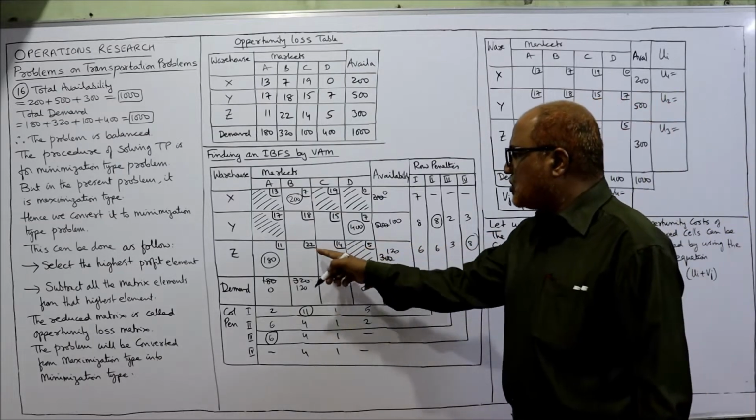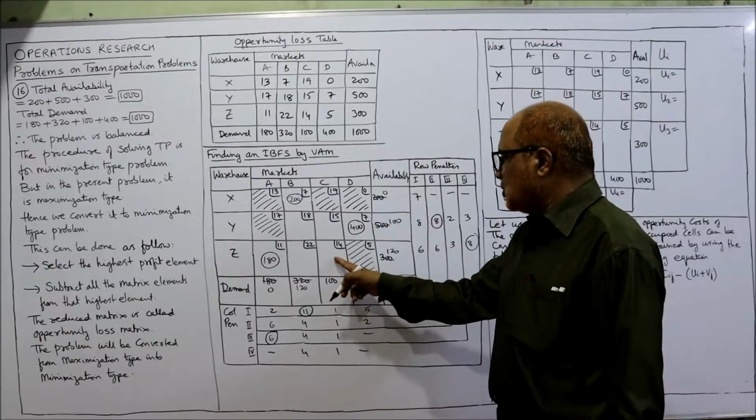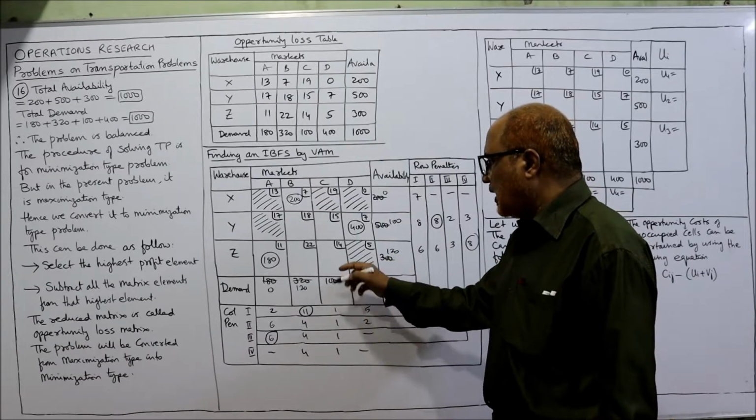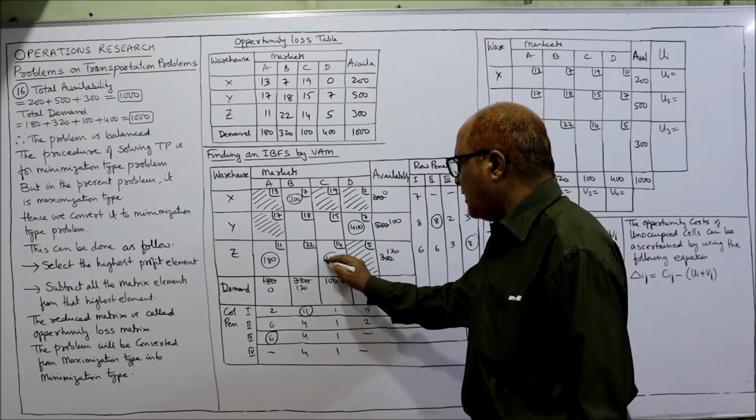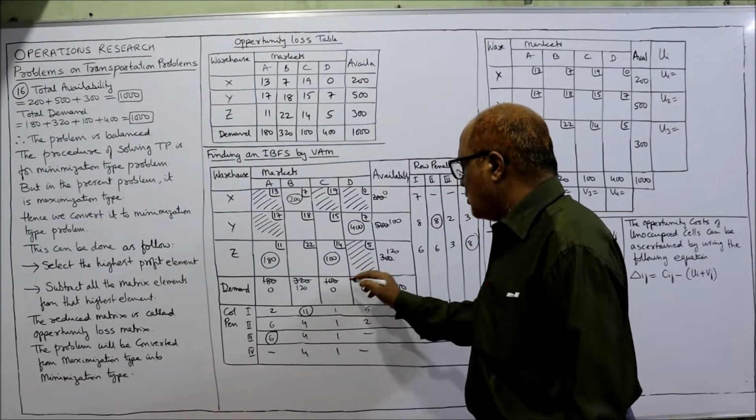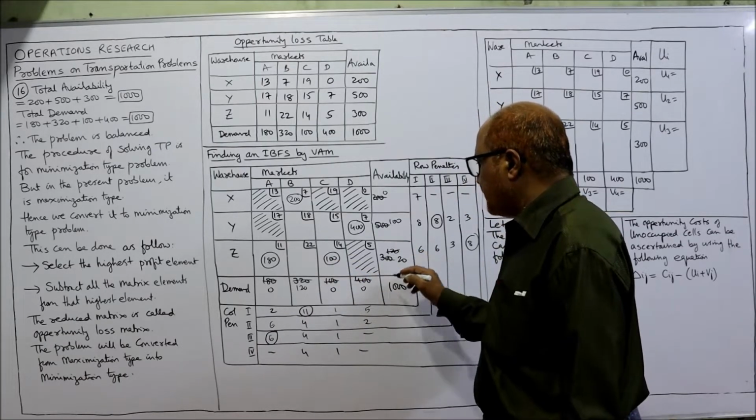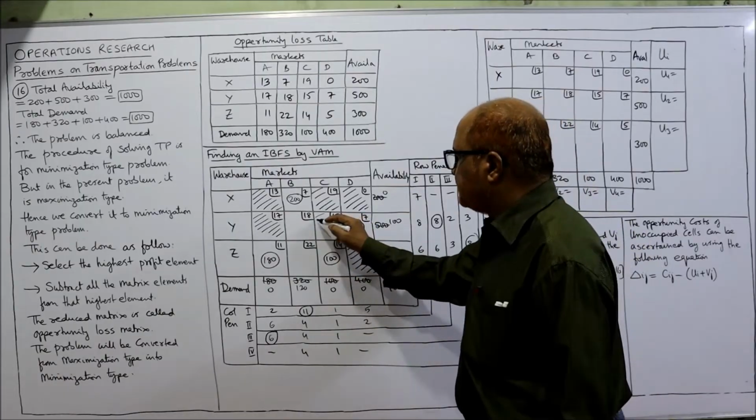What is the minimum cost here? 14. So row total 120, column total 100. So I am allocating 100 here. This will become 0. Here remains 20. Now this column is blocked.